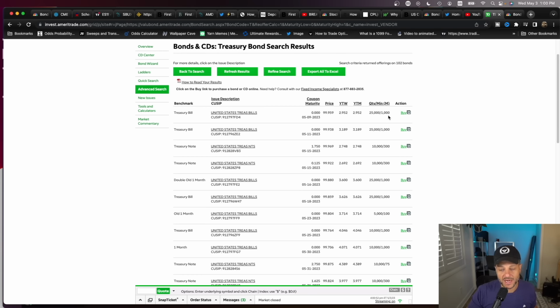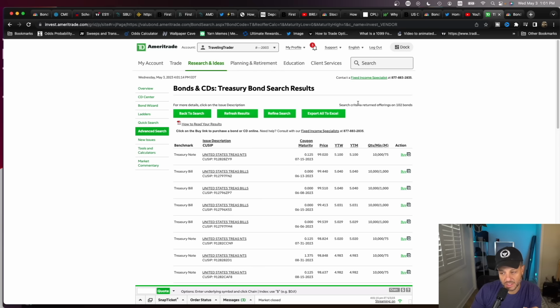Now, it's important to know that every one lot, right, equates to $1,000. So when you see a minimum of 1,000, that means that you need a minimum of $1 million to buy this specific treasury. So what we want to do is sort by yield to maturity, and we want to look for a minimum that is aligned with how much we want to spend.